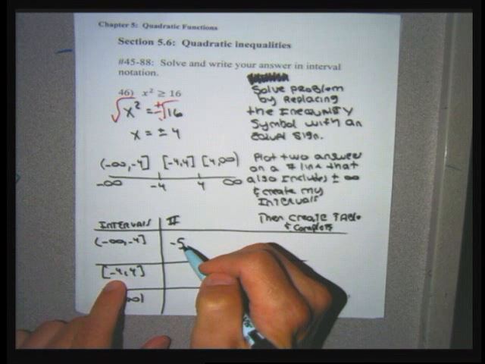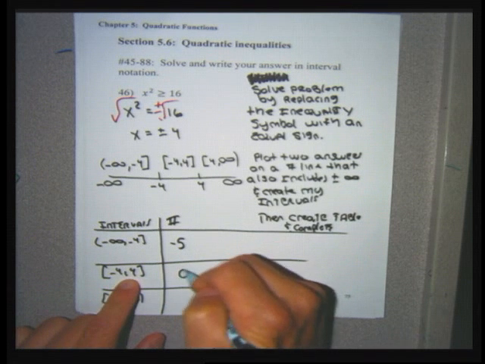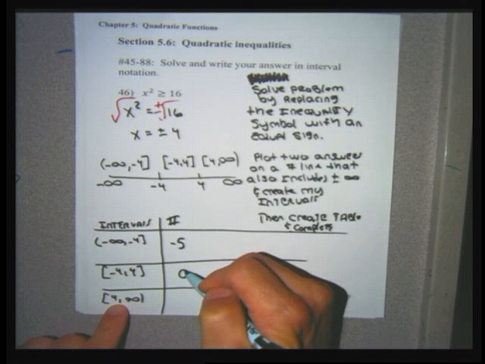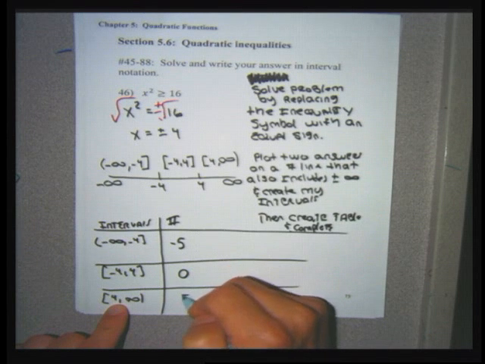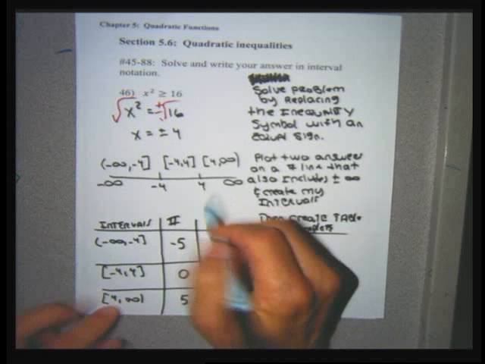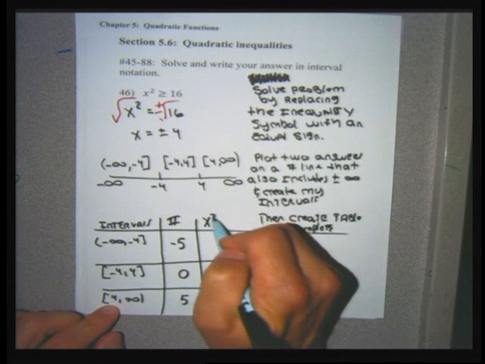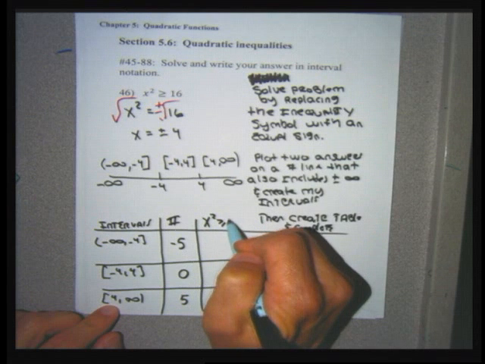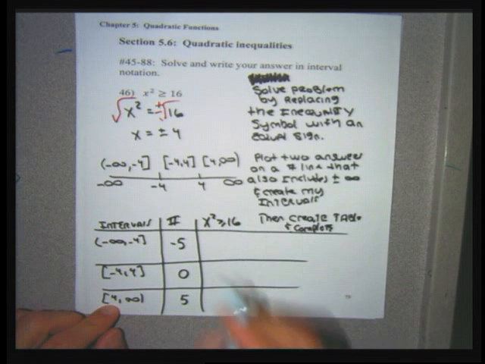This interval goes from a negative to a positive, so I'm going to plug in a 0. And this interval, I'm going to plug in 5. It's in the interval, and it's not a terribly large number to deal with. And then up here I write the original problem, just like the less thans. And now I'm going to do the algebra.